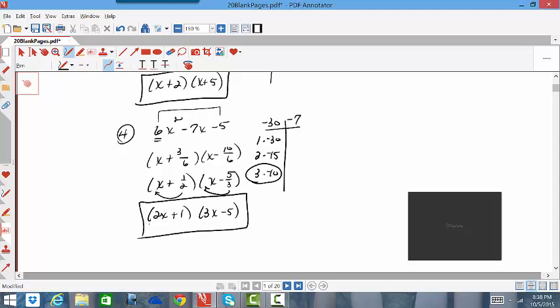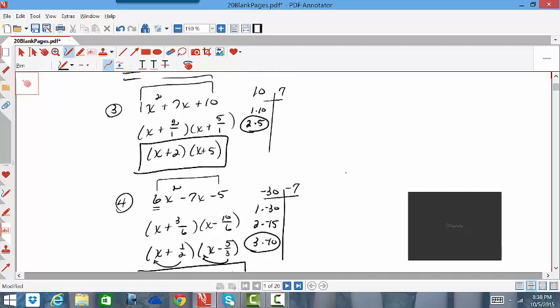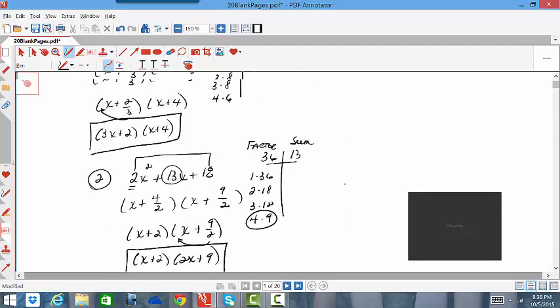So again, this is a different way of factoring trinomials. I think it's pretty quick and easy, and I hope that you found this to be an option that maybe you'll use in the future.